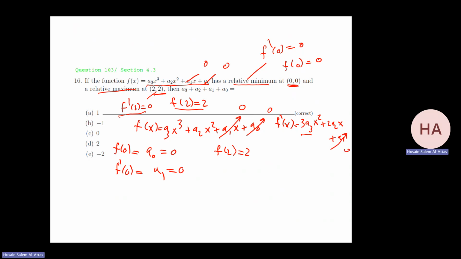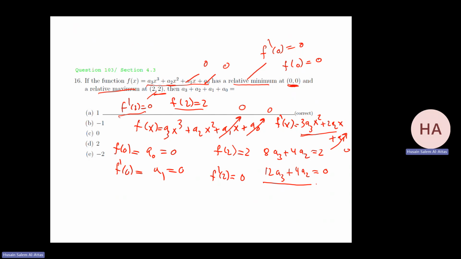So at 2, I have what? 8a3 plus 4a2 is equal to 2. f prime at 2 equals 0. So substitute there the 2. I have 12a3 plus 4a2 equals 0. I have two equations, two unknowns.